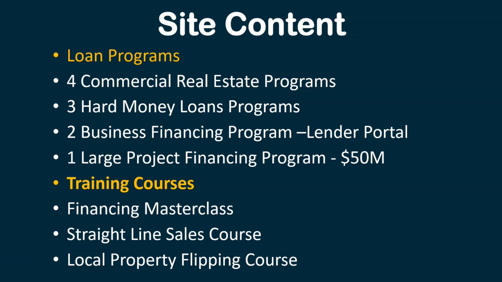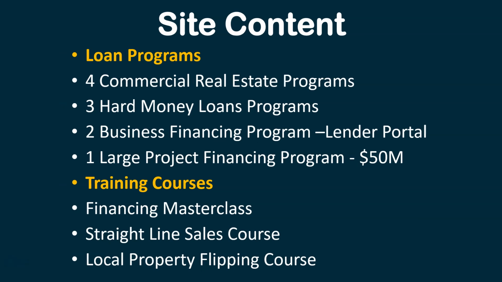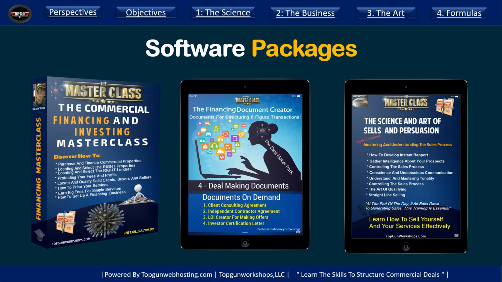Training courses, you have a financing masterclass where you can learn all of these things that I'm talking about. The straight line sales course helps you to learn how to sell yourself and your services and how to price them appropriately. And then we have the local property flipping course, and the site that goes with the course. In the loan programs, we have the straight line sales course, which teaches you how to sell your stuff. And then the local property flipping course.